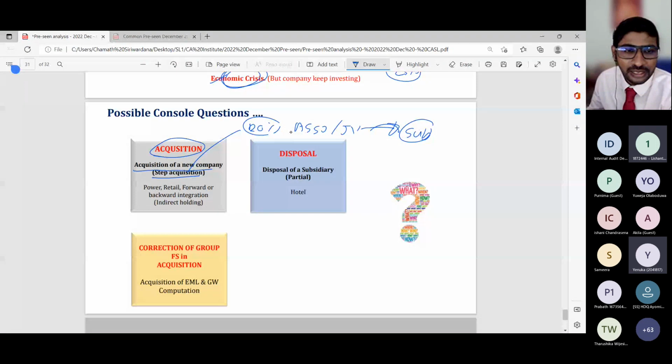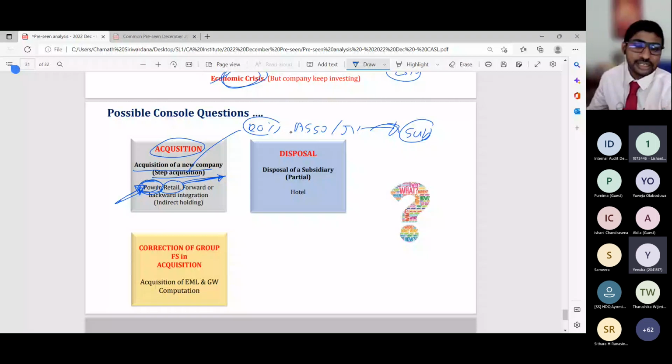Then it can be a power industry company. They will acquire a power industry company. Why? They have the intention to go into the power and energy sector as well. And they will acquire another company in the retail segment, because recently they have also acquired a company in the retail segment, and this retail segment can be EML, Express Mart Limited.